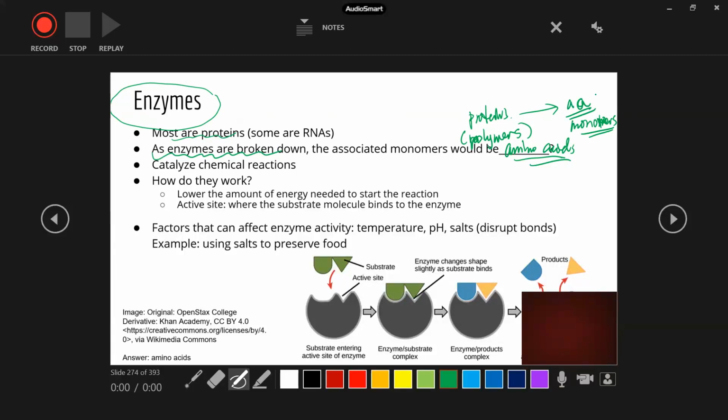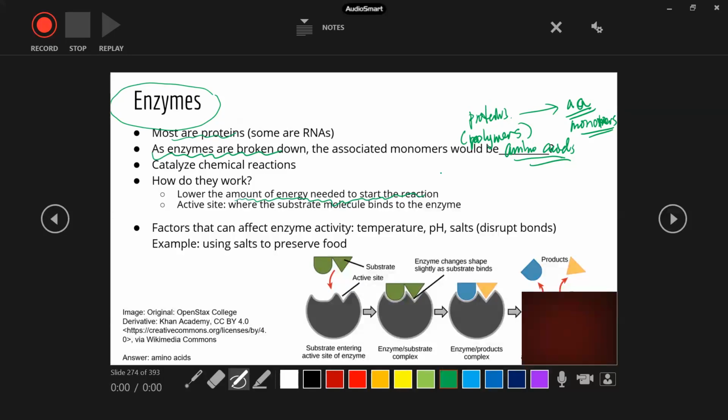Enzymes catalyze or speed up chemical reactions. Without enzymes in our body, the hundreds and thousands of chemical reactions that are going on would take a very long time to proceed. So that's not realistic, right? So thanks to the enzymes, we can perform our normal body functions really well because we can complete those chemical reactions in milliseconds or seconds. So how do enzymes work? Basically, they lower the amount of energy required to start the reaction.